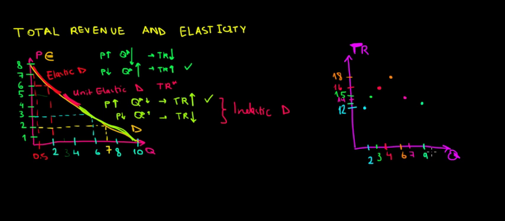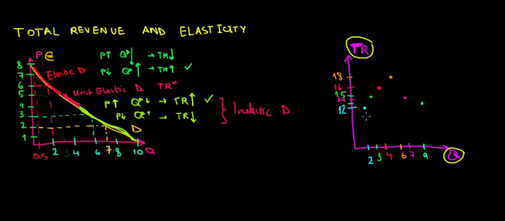Now let's have a look at this second graph in this video. What I try to do here is to plot some points based on this graph to see the relationship between total revenue and quantity demanded. And we can see by connecting the dots what the relationship is going to be.